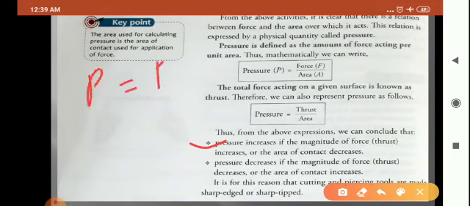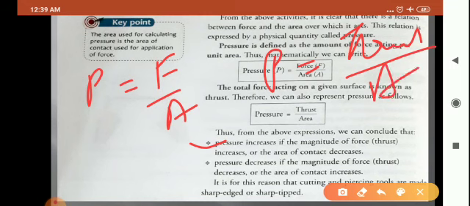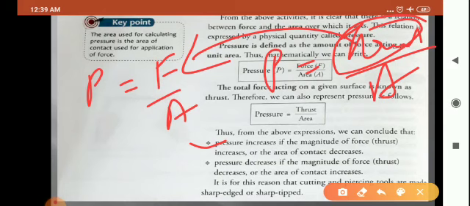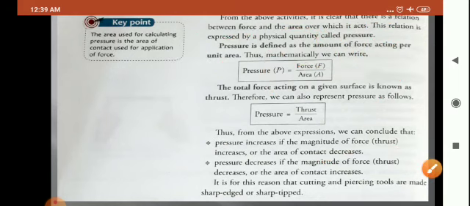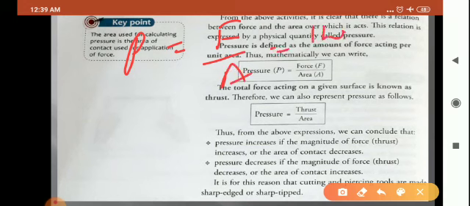Pressure is equal to force upon area, or you can say pressure is equal to thrust upon area. And what is this thrust? Thrust is a special kind of force in which the force acts perpendicular to the surface. जब भी कोई force perpendicularly act करता है किसी surface पे, then that time that force is known as thrust. Okay. Now, since you already know this relation that pressure is equal to force upon area or thrust upon area.